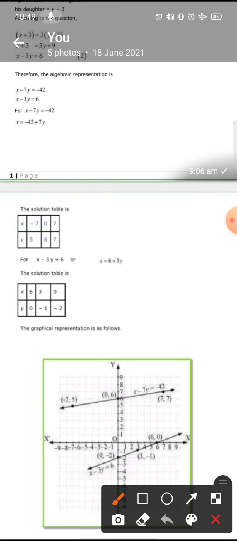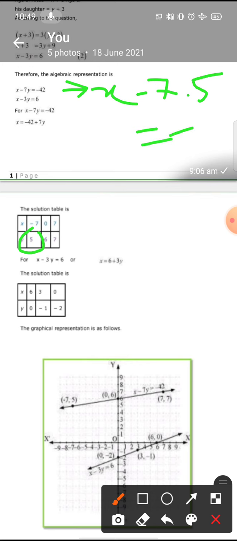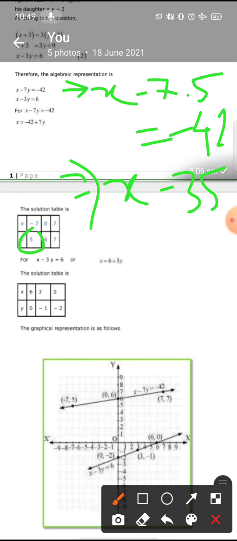There is the first equation, x minus 7y equal to 42, and I am putting y equal to 5 the first time. So if you put y equal to 5, then there will be x minus 7 into 5, which is equal to 42. Now 7 5s are 35, that means minus 35 is there. Now the value of x equal to 42 also is there.